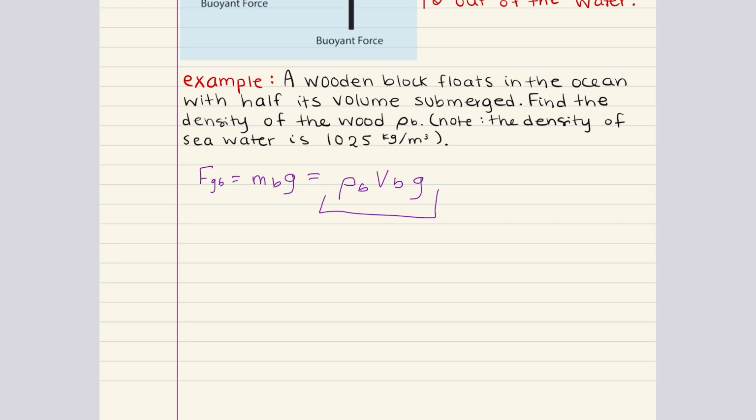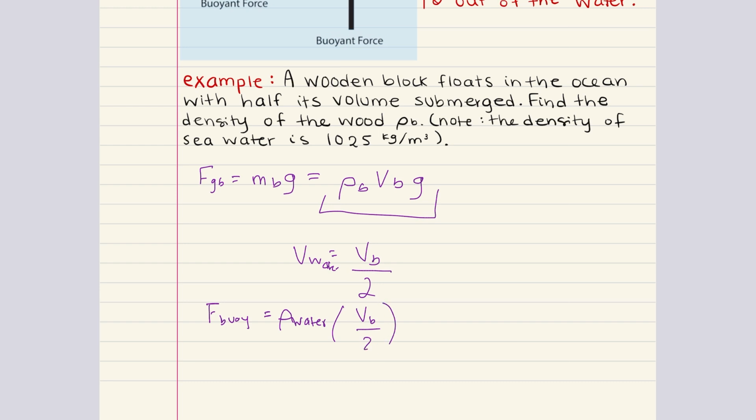Next, the buoyant force, this is the weight of the displaced water. It depends on the volume of water displaced. Since only half of the block is submerged, the volume of displaced water is going to equal the volume of the block divided by 2. So the buoyant force is going to be, for water, equal to the density of water multiplied by the volume of water, which we just said is equal to the volume of the block divided by 2.